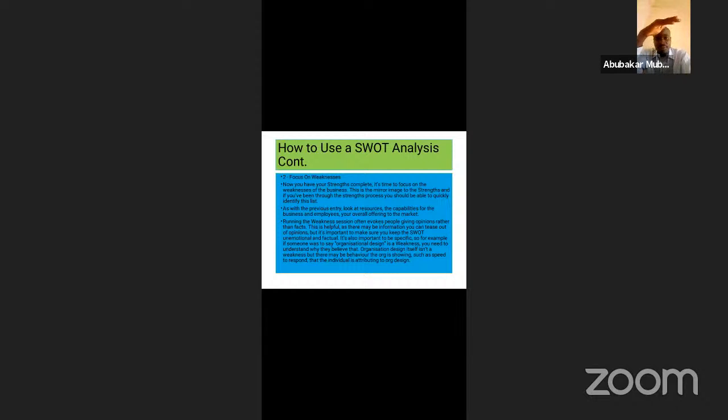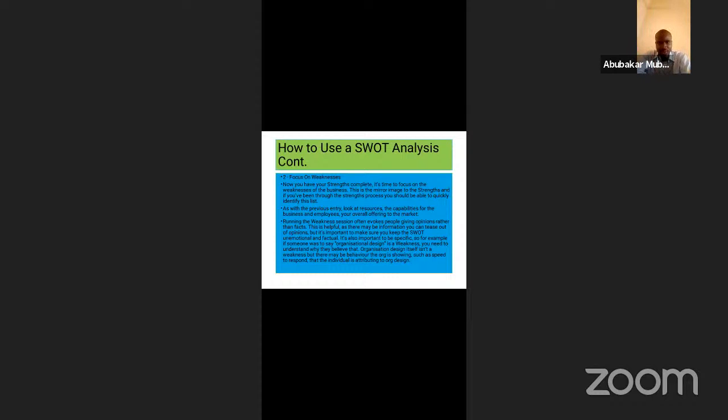As with the previous entry, look at resources, the capabilities of the business and employees, and the overall offerings to the market. As I mentioned earlier, when you are focusing on weakness from that angle, you have checked all that you have on the ground. Now in this aspect, you check what lapses you might have in terms of your resources, your employees, and your capabilities for the business.